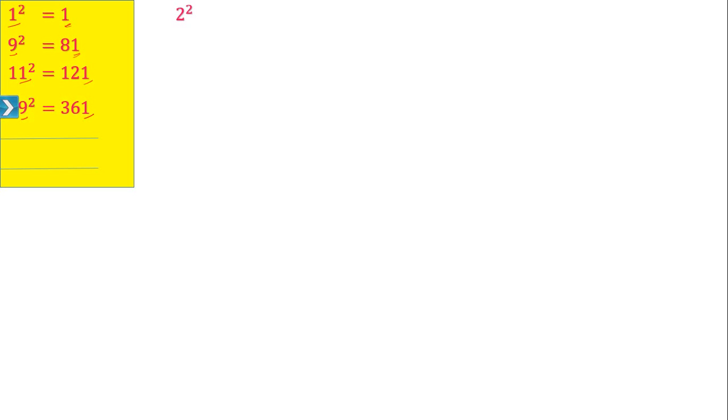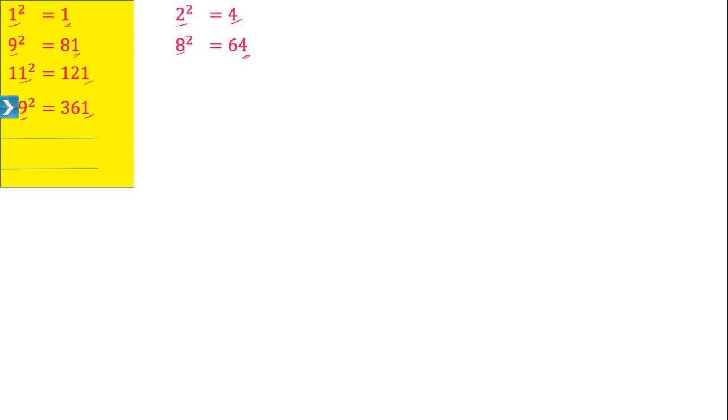Now see here, 2 square is equal to 4. Which is the next square number which ends with 4? That is 8 square is equal to 64. If the number has 2 or 8 in the units place, then its square ends with 4.